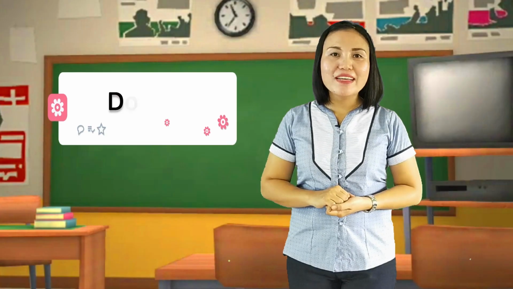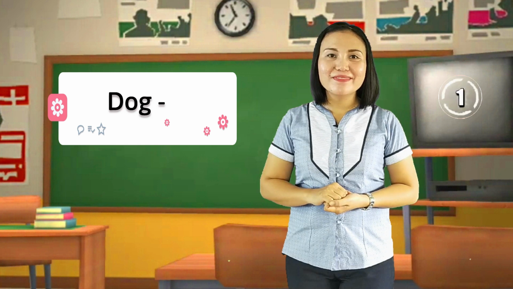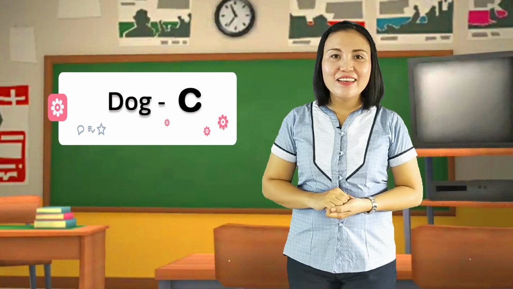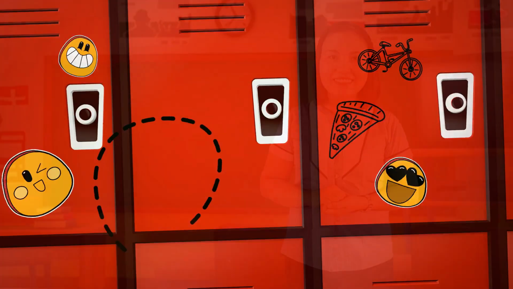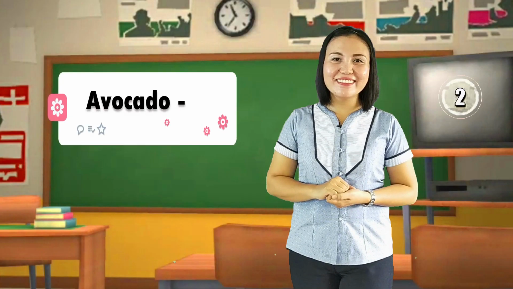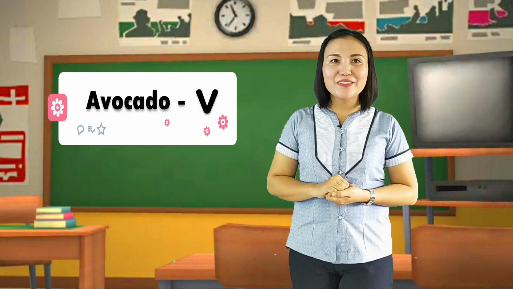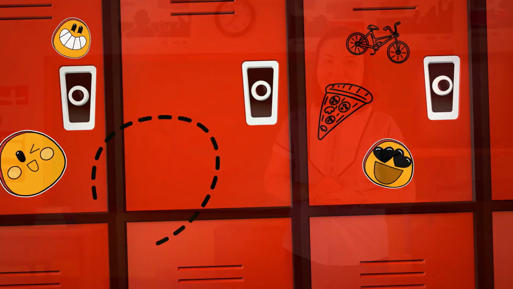Number 4. Dog. Great job! The answer is C. D in dog is a consonant. Number 5. Avocado. Very good! The first letter in avocado is a vowel. Therefore, the answer is V. Well done! You did a great job!